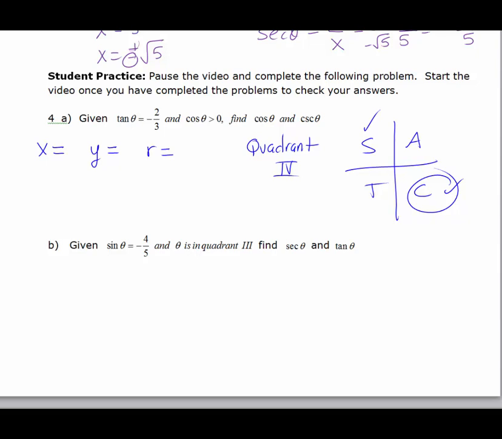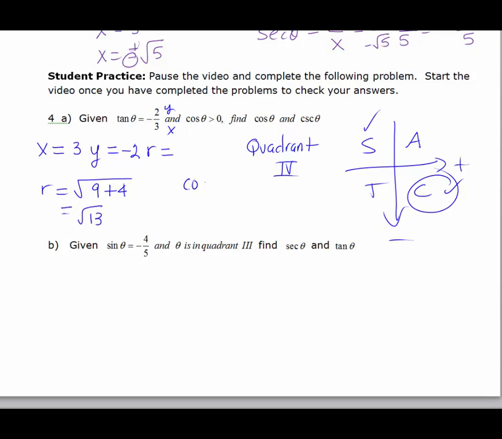I know that the tangent is y over x, and this is where it gets tricky, because if the tangent is negative, basically that just means that the signs of y and x are opposite, but we would have to determine which one was positive and which one was negative. Now that we know what quadrant we're in, we know that the x value is positive and the y value is negative. So y is going to be negative 2, x is going to be positive 3. R is always positive. It will be the square root of 3 squared, which is 9, plus negative 2 squared, which is 4, so the square root of 13.